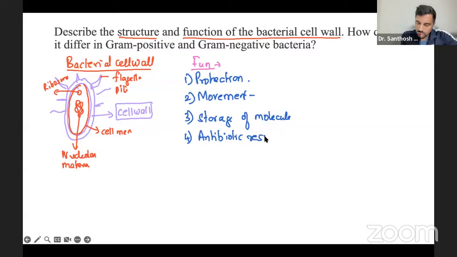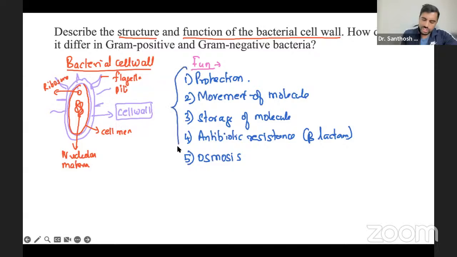Okay, and that is this place. For example, beta lactam drugs act on the cell wall only. So movement of molecules, protection, storage are the basic things. Apart from that, you can add maintaining osmosis. So these are the important five functions you will be talking about. Okay, that's all. Now we are coming to the structure.